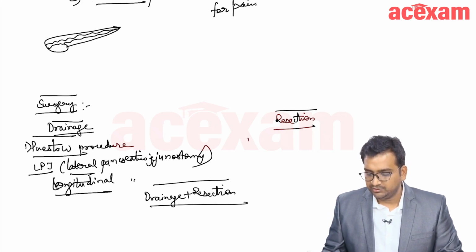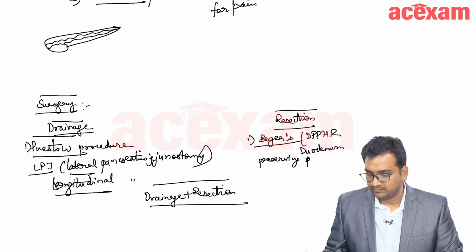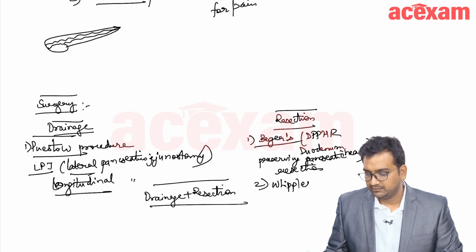Then in the resection procedures, there is Beger's procedure. Beger's procedure is DPPHR, or you can say duodenum preserving pancreatic head resection. I'll show you the diagram. And the second one in resection procedures can be Whipple's pancreaticoduodenectomy, which we'll discuss in CA pancreas.